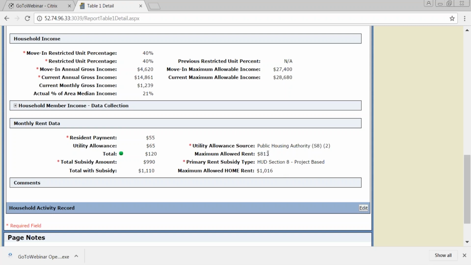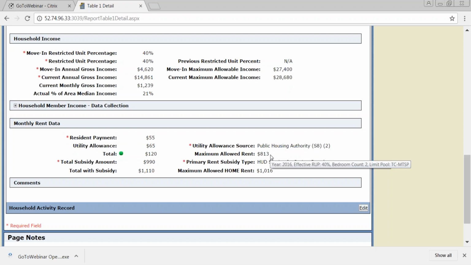And so you can hover over here and see that it's pulling the 40% tax credit limit here, and then it's pulling the home rent here. This one is lower, so this is the maximum allowed rent. In this case, it's a 40% unit, and this rent is lower. And so even though you have a home rent here, you've got to cap it at no more than that.